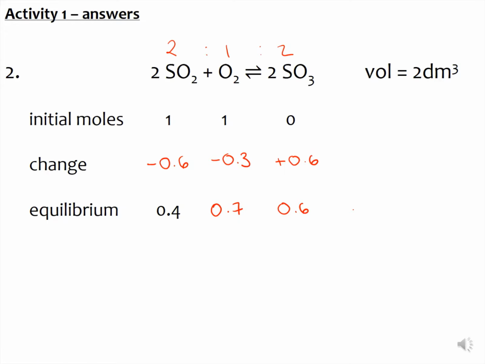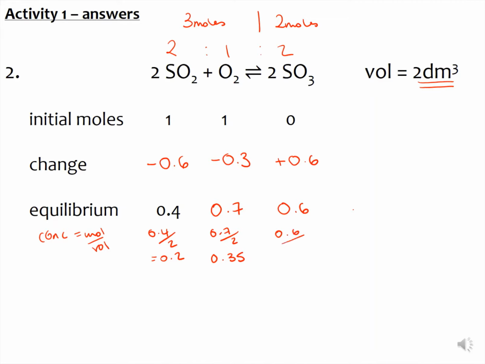Now, we do have to work out the concentrations for this, because we have a volume of 2 decimeters cubed, not 1, so we can't just say that moles and concentration are equal. And if we look across our equation, we've got 3 moles of reactant and 2 moles of product, so we can't cancel out our volumes in the Kc expression. So I am going to work out the concentration here. I'm going to put it at the bottom of my table. So 0.4 divided by 2, we have a concentration of 0.2. 0.7 divided by 2, we have a concentration of 0.35 at equilibrium, and 0.6 divided by 2, we would have a concentration of 0.3.